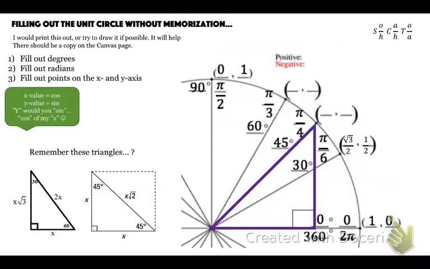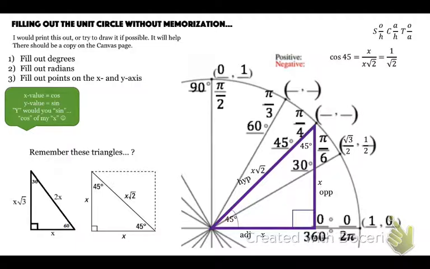Okay, let's look at this one. So 45, 45, 90, we're using another triangle, so that's going to be x, x, and x square root of 2. So first I'm going to find the cosine of 45, which is going to be adjacent over hypotenuse. So we can label our sides. The adjacent side is x, the hypotenuse is x square root of 2. They cancel, you get 1 over the square root of 2.